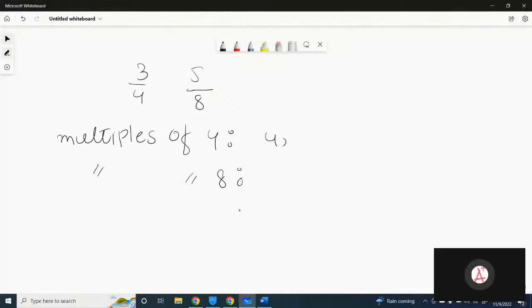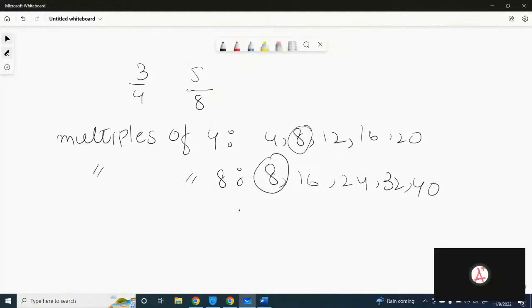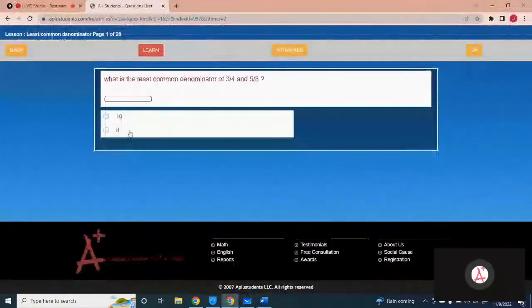4 times 1 is 4, 4 times 2 is 8, 4 times 3 is 12, 4 times 4 is 16, 4 times 5 is 20. 8 times 1 is 8, 8 times 2 is 16, 8 times 3 is 24, 8 times 4 is 32 and 8 times 5 is 40. So the least one that is common is 8. Got it? So the least common denominator for both the denominators is 8. Just select the correct option and then click on the OK button.